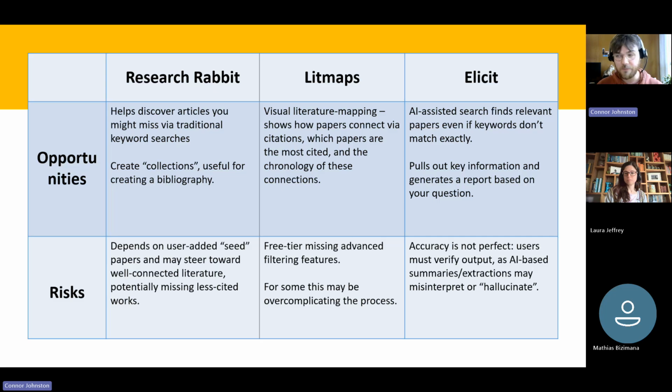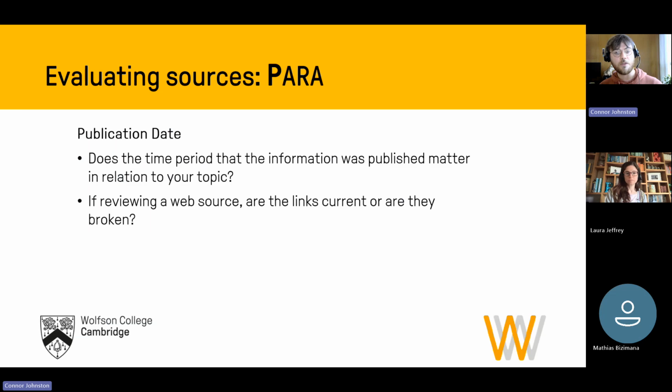Evaluating sources is a really useful tool, so we're going to go on to that next. We're going to go through four elements of evaluating sources with PARA: publication date, authority, relevance, and then accuracy. We're going to start off with publication date.